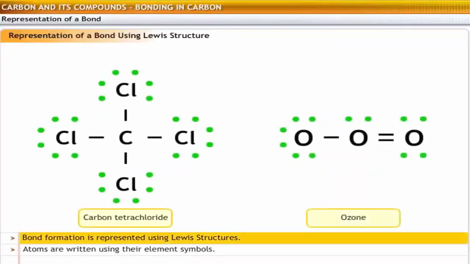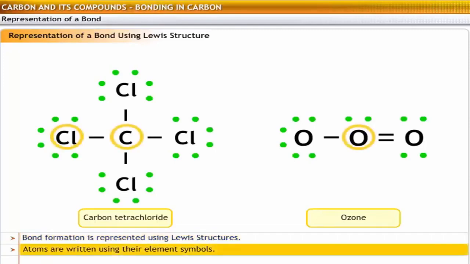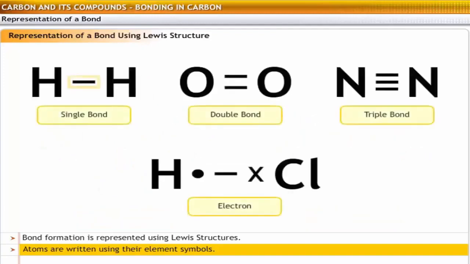The Lewis dot structures provide a picture of the bonding in molecules in terms of the shared pairs of electrons and the octet rule. A Lewis structure is a type of shorthand notation. In this method, atoms are written using their element symbols. Lines are drawn between atoms to indicate chemical bonds. Single lines are single bonds. Double lines are double bonds. Triple lines are triple bonds. Dots, and sometimes the symbol X, are used to represent an electron.